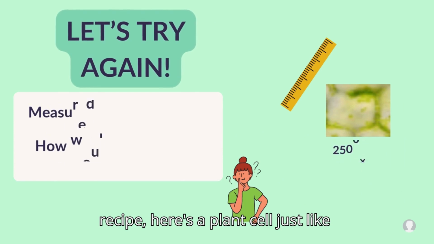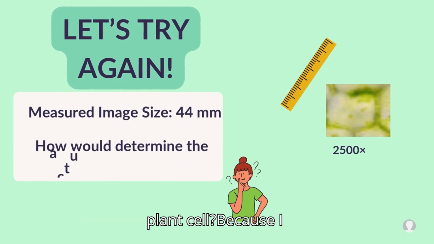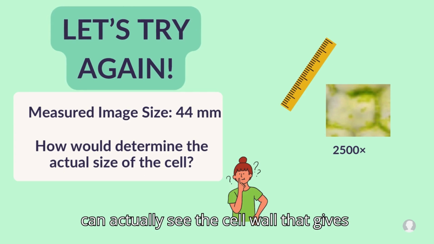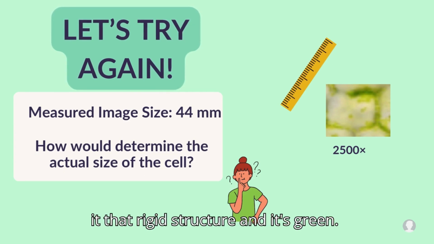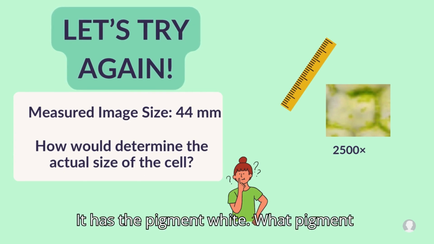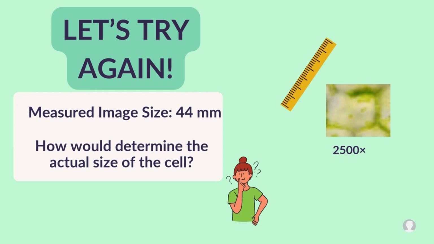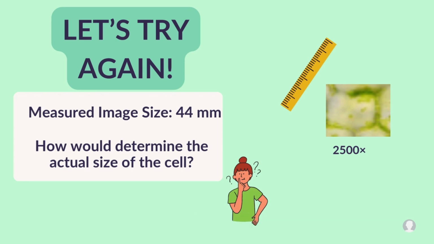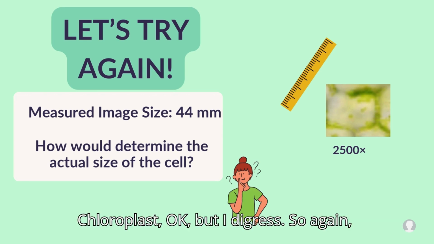Here's a plant cell. Just for interest's sake, how do I know it's a plant cell? Because I can actually see the cell wall that gives it that rigid structure, and it's green. What pigment makes it green? Chlorophyll, yes, that's inside the organelle chloroplast. Okay, but I digress.